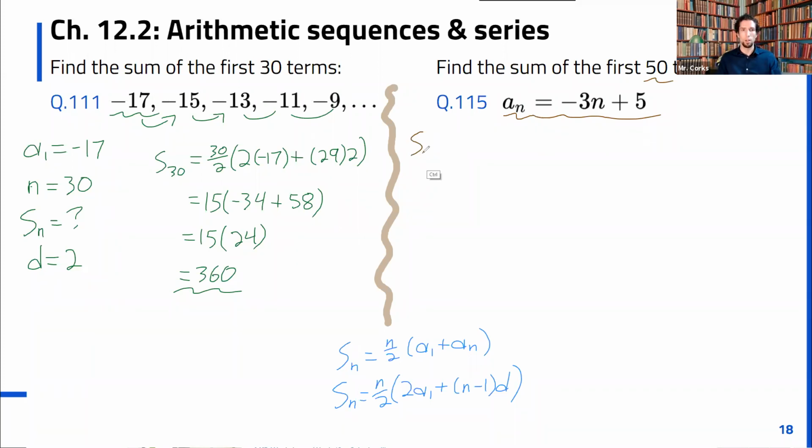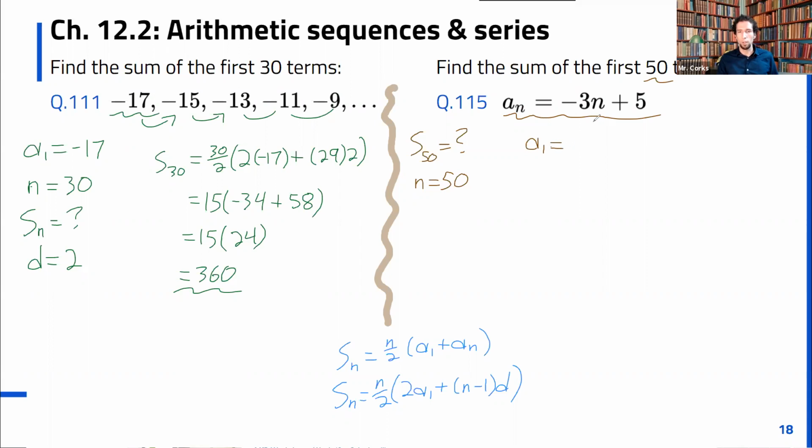Let's write that. 50 is what we're being asked to find, so we have n equals 50 here. So we just use this general term to find a1 and a50, and then we're ready for the first formula. We can also see that d is going to be -3. We can just know that by looking at the coefficient of the n term, but let's keep things real safe and predictable here.